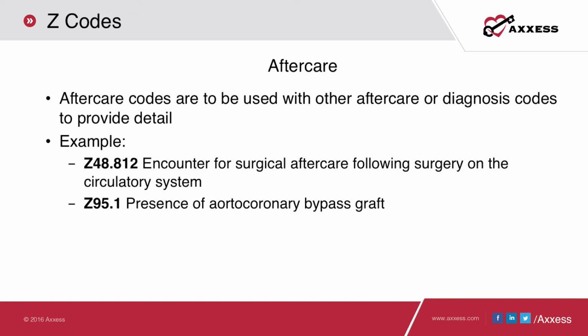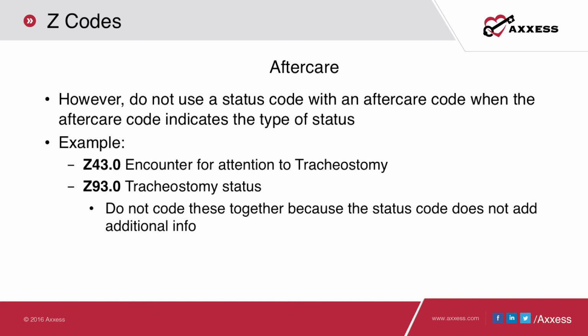That shows just that the patient still has a graft in their system from the surgery, and it gives you more detail. However, don't use a status code with an aftercare code when the aftercare code itself indicates the type of status. For example, if you use the Z code Z43.0 Encounter for Attention to Tracheostomy, you have everything you need to know in that one Z code. You don't need to add Z93.0 tracheostomy status. In other words, the Z93 code doesn't give any more information than you had with the first Z43.0, and that's redundant, so you wouldn't use both codes in this case.